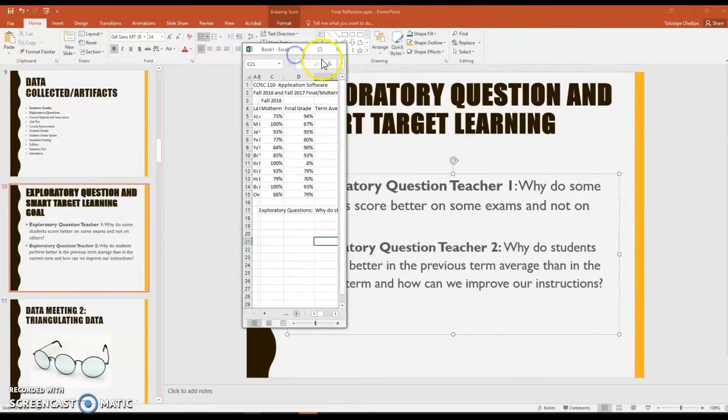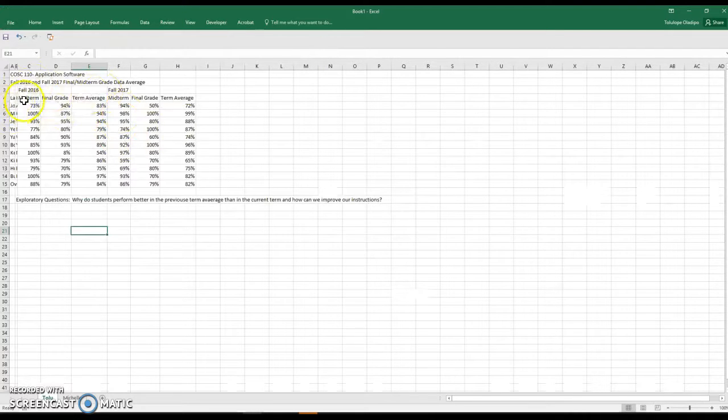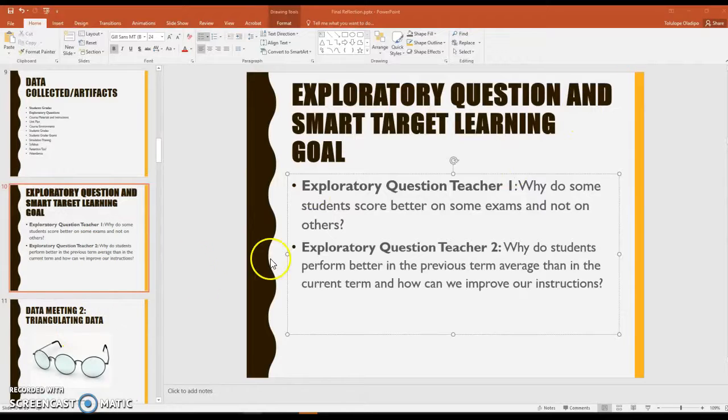So here is the data. The student information is hidden. This was the midterm in fall 2016, and then looking at the midterm again in fall 2017. You're able to spot the differences, so we considered this as well.